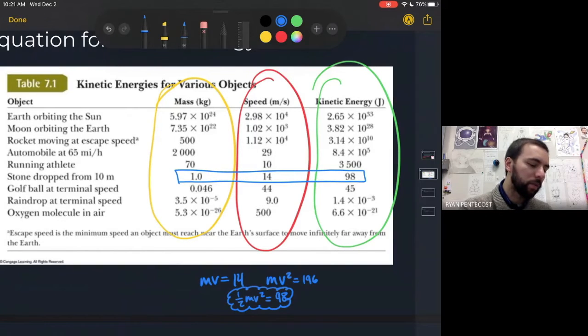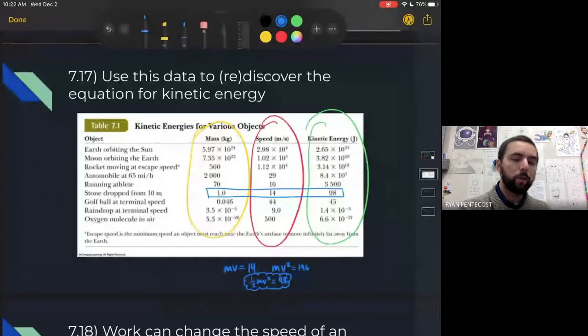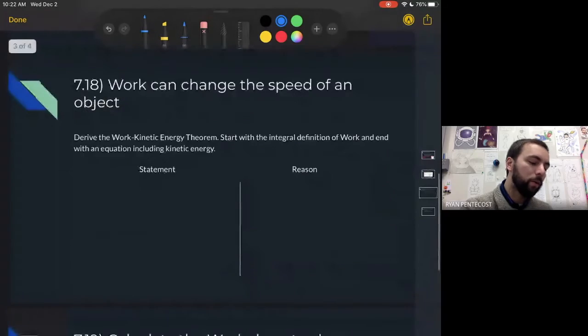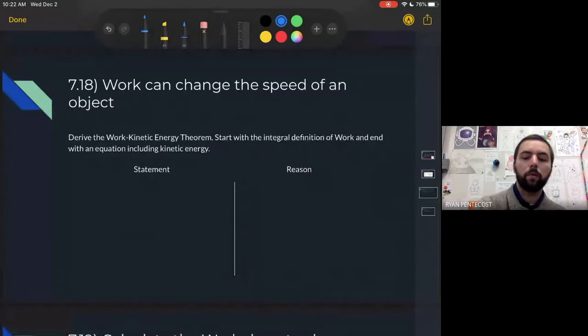Like someone will try the running athlete or the car or the golf ball at terminal speed. All of those are great options. But the equation for kinetic energy, 1/2 mv squared, uses instantaneous velocity, right? If there's a change in velocity, then we've got to look at that in a different way, which we'll talk about here. So work can change the speed of an object.